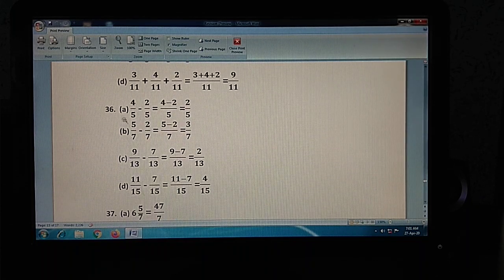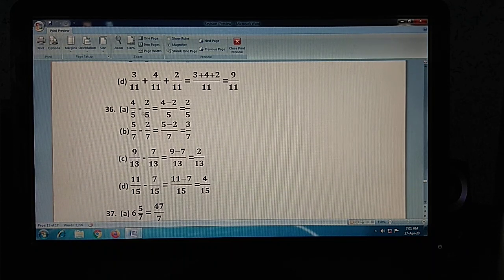In the case of difference or subtraction also, it is the same. All the denominators are same, so you just have to subtract the numerators.